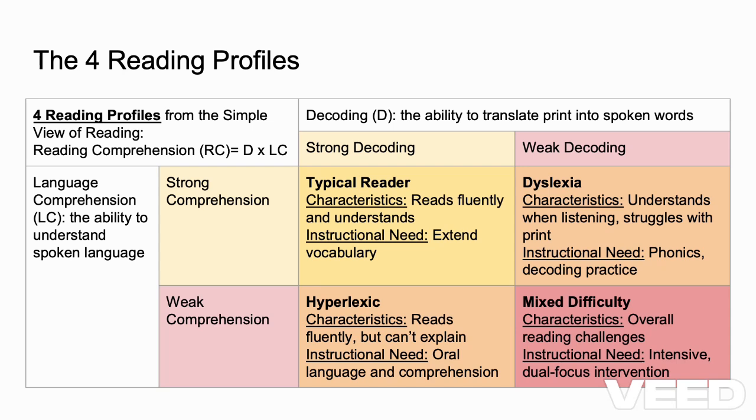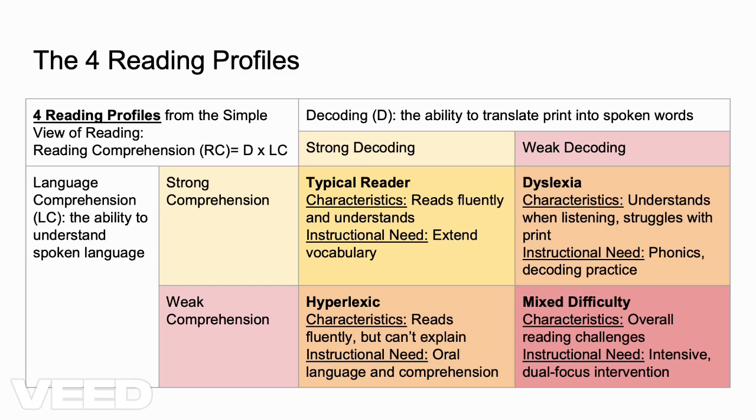If a student has strong comprehension and weak decoding, this is the profile of a student with dyslexia, where the characteristics are that a student will understand when listening, but struggles to understand when it's in print. The instructional need is additional instruction in phonics and decoding practice.